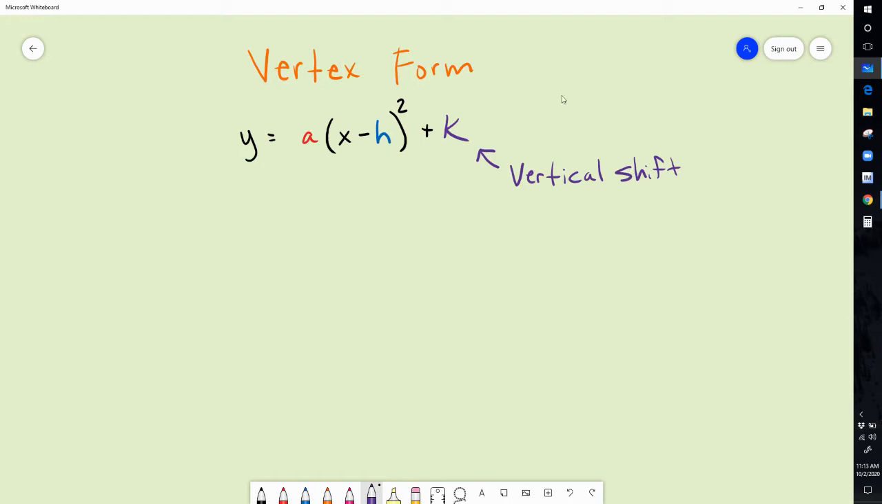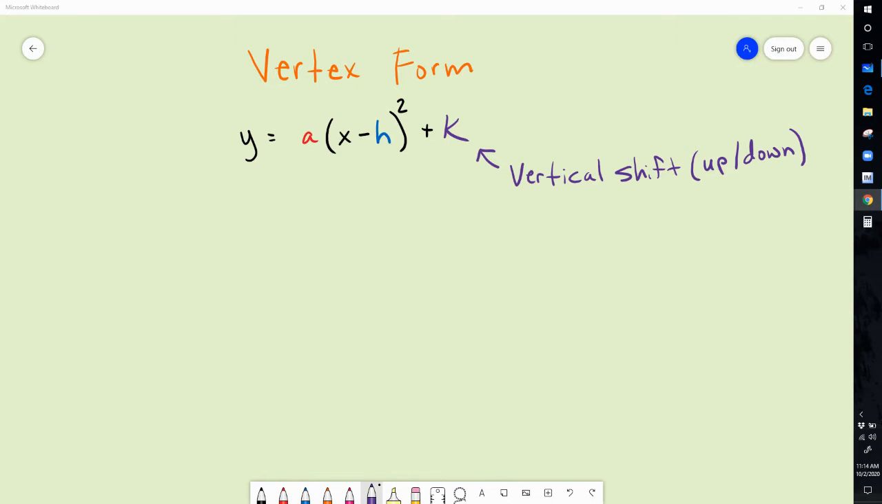This basically means that we're going to go up or down. So if you don't know what vertical shift means, it means up or down. Okay, so the graph goes up or down k units. So make sure you put that in your notes because that's very important. If your graph is normally sitting at 0, 0, which it always is, then k makes it go up or down from that point.